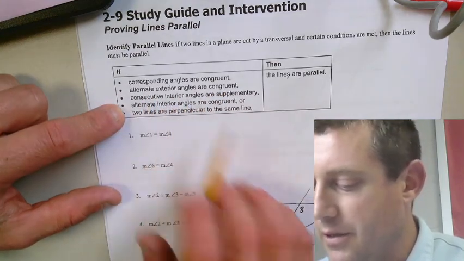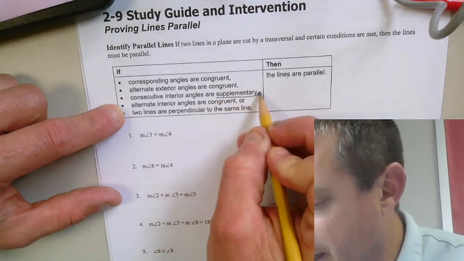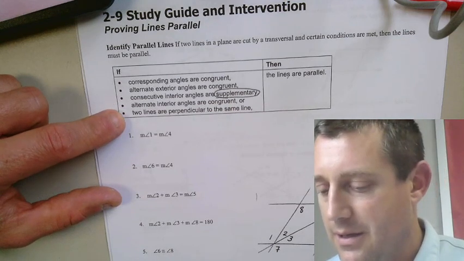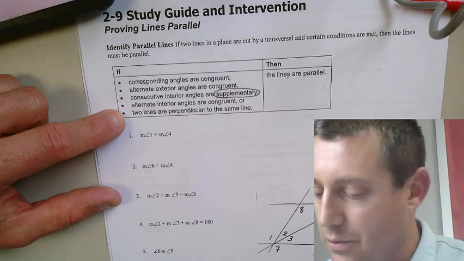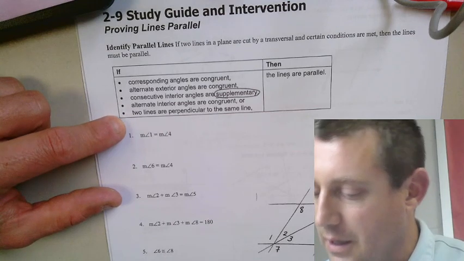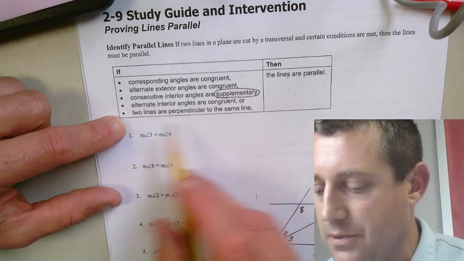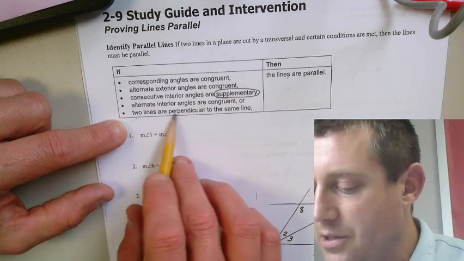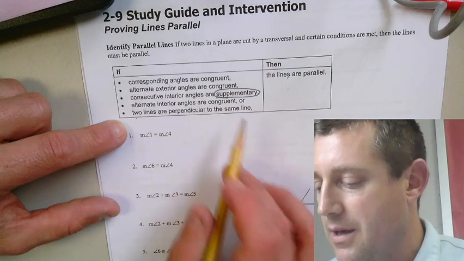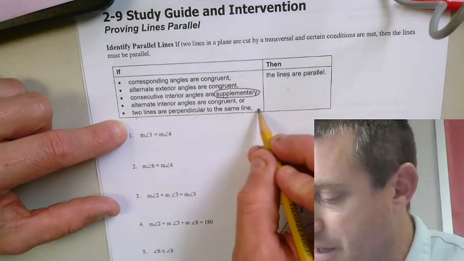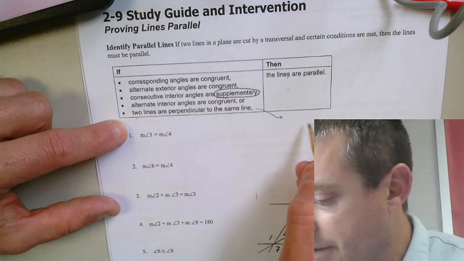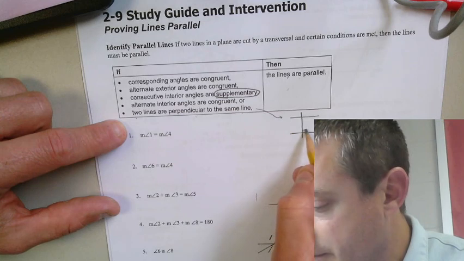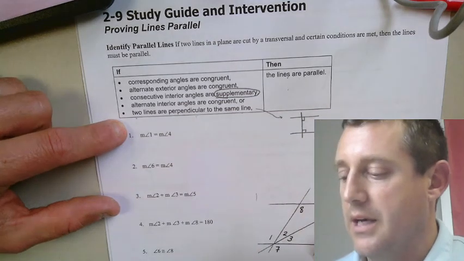If the consecutive interior angles are supplementary, I'm going to go ahead and highlight that, say, don't forget that, okay? Then lines are parallel. If alternate interior angles are congruent, then the lines are parallel, and then it just adds on this last one. So this last one is actually the only new concept that we're going to be looking at. It says, if two lines are perpendicular to the same line, if I go ahead and draw this picture out, if I have two lines that are perpendicular to the same line, then the lines have to be parallel.